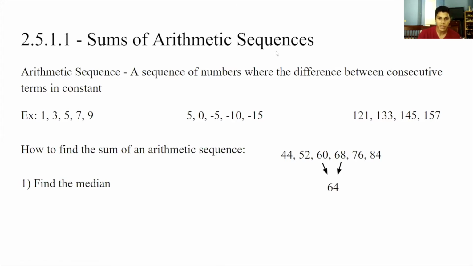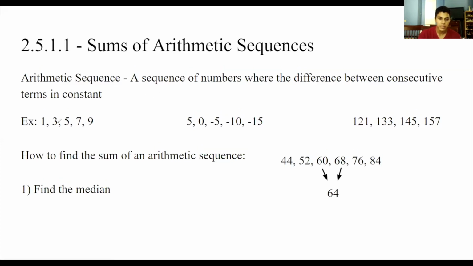The first step of that method is to find the median. If you don't know what the median is, essentially the median is the number that's in the middle of a sequence that's arranged numerically. All of these sequences, since they're arithmetic sequences, are arranged numerically, which means that they just go in numerical order. So we don't actually have to worry about that. So the median is the number that's right in the middle.